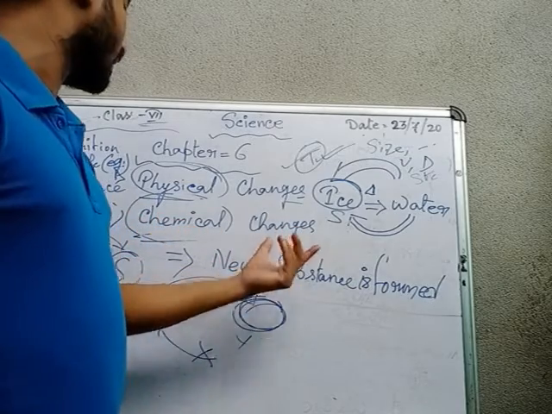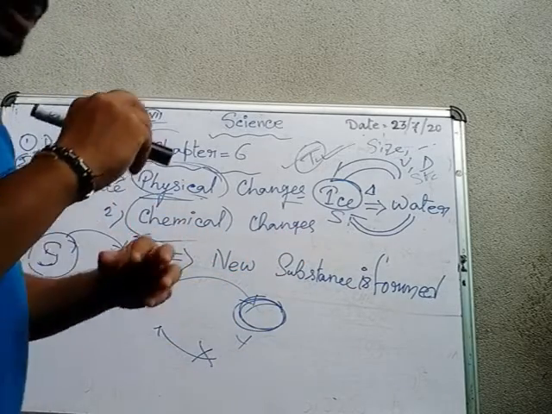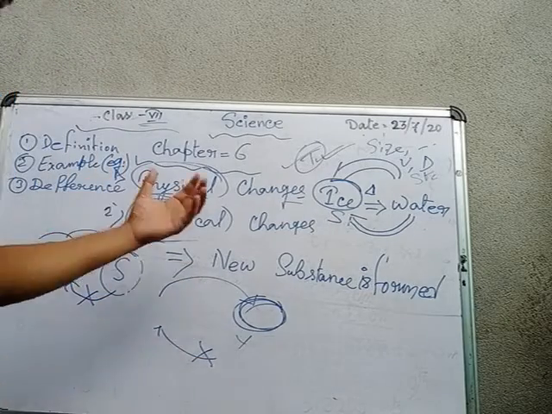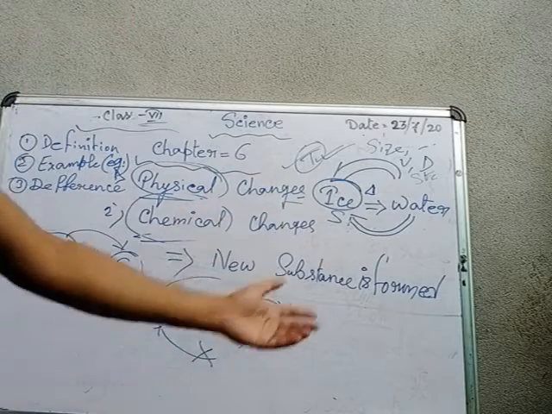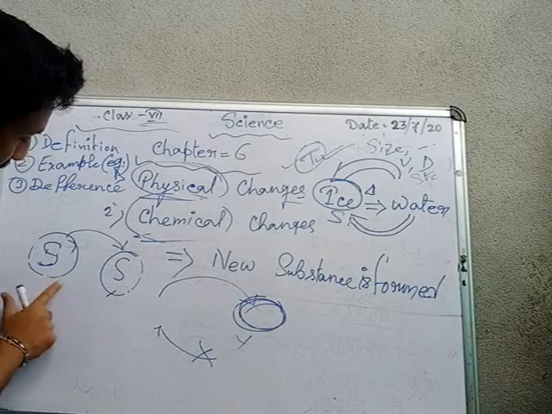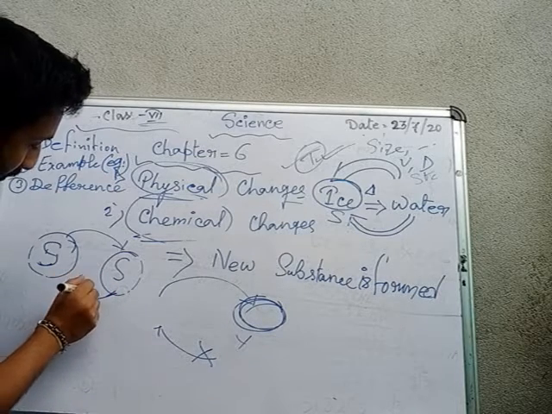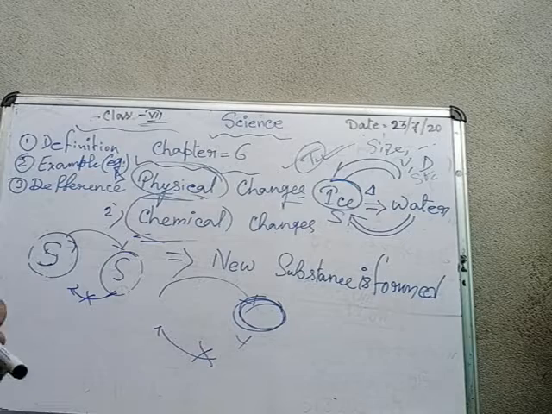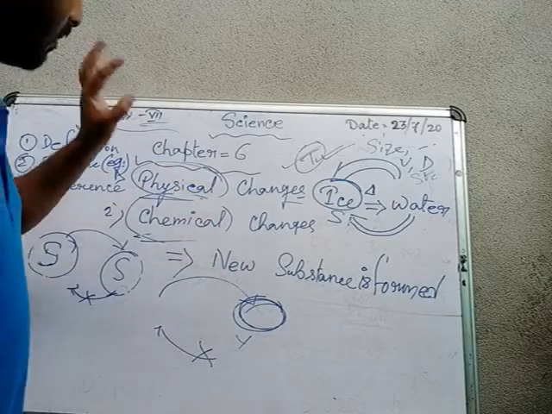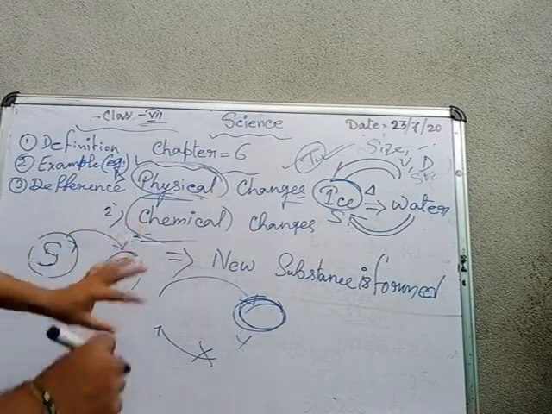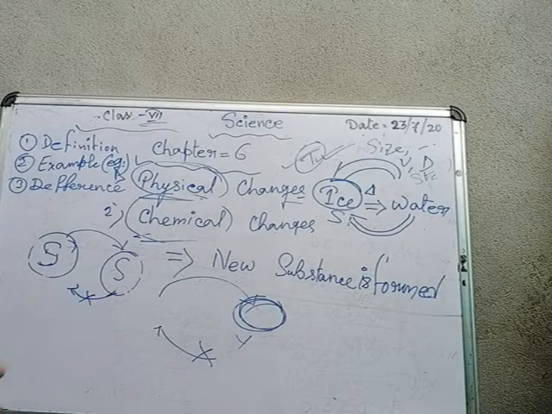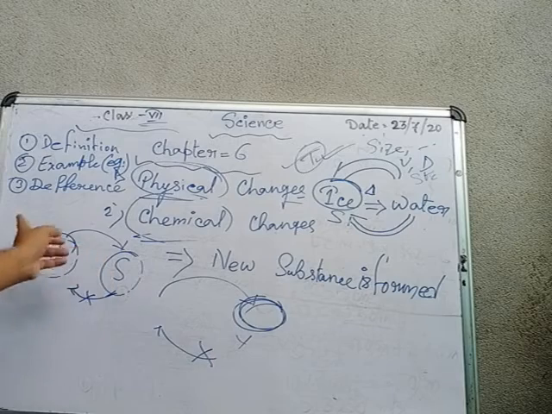Chemical changes mean the substance changes internally. That means by these changes a new substance is formed. We cannot get back the previous substance again. So it is a permanent change. The substance is changed internally. That's why we cannot get back the first substance again.